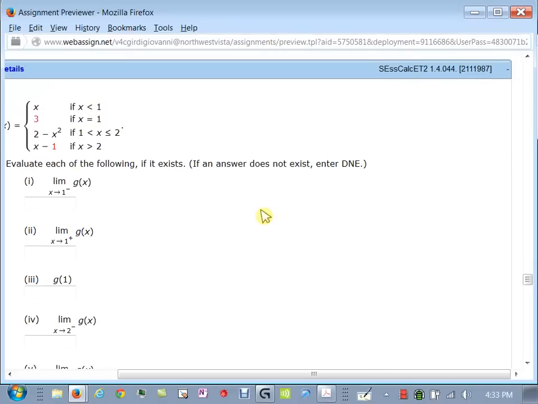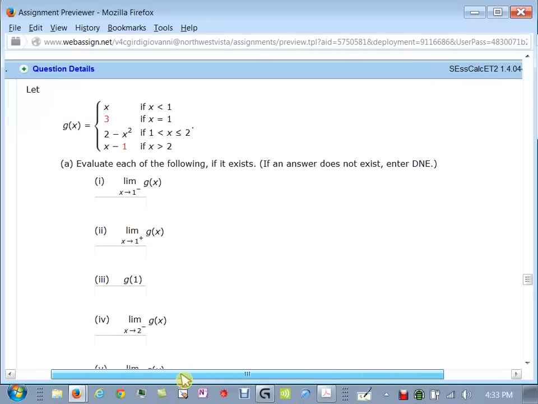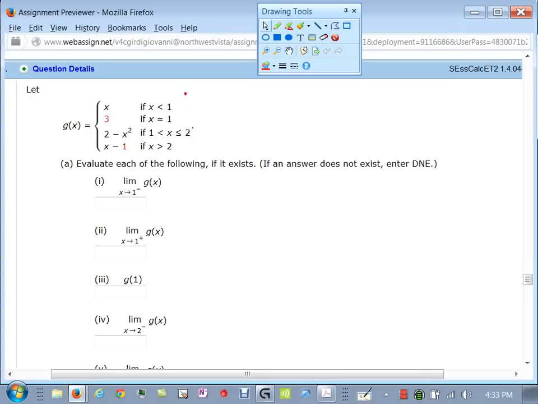All right. Evaluate each of the following limits if they exist. If the answer does not exist, say DNE. All right. Shall we try and draw that? I don't even know if we should try to draw it. I think we can try and do it without drawing. Just do it purely algebraic.